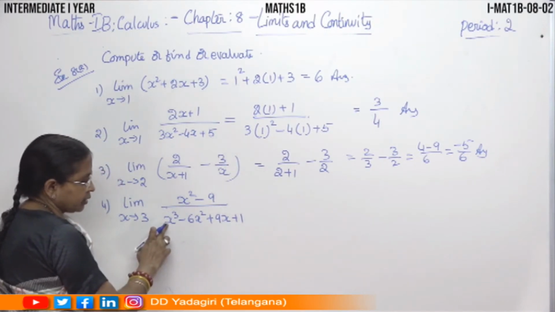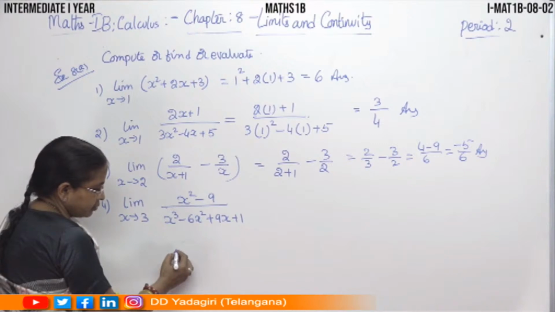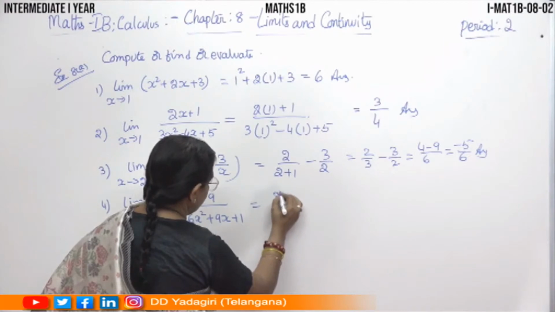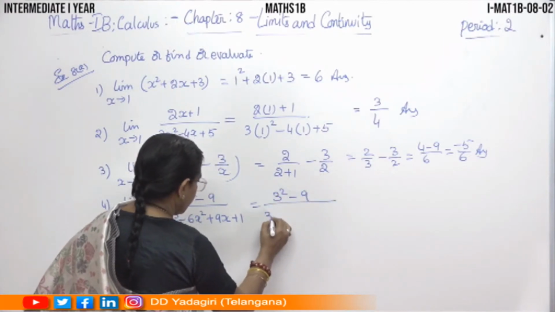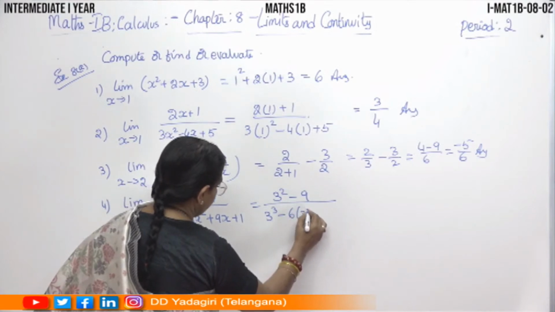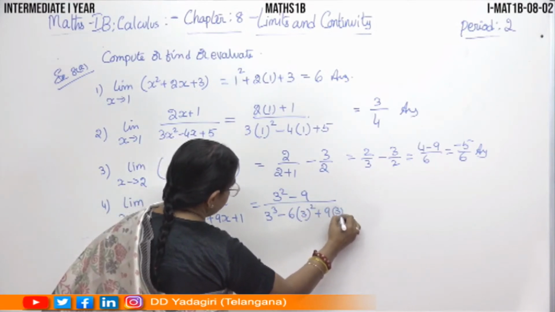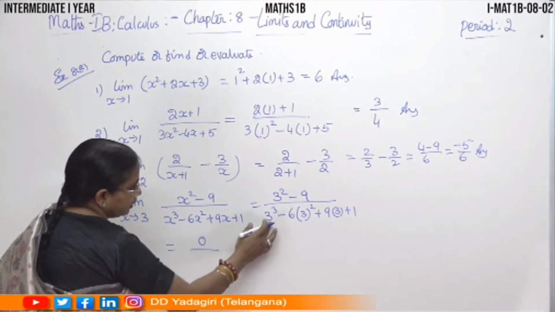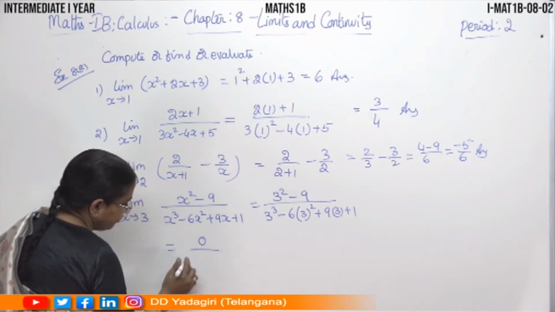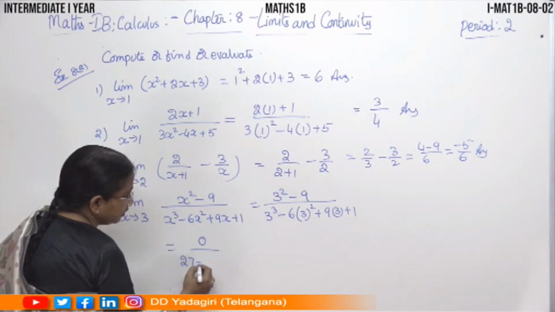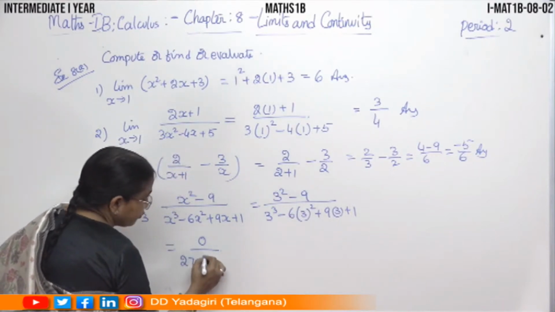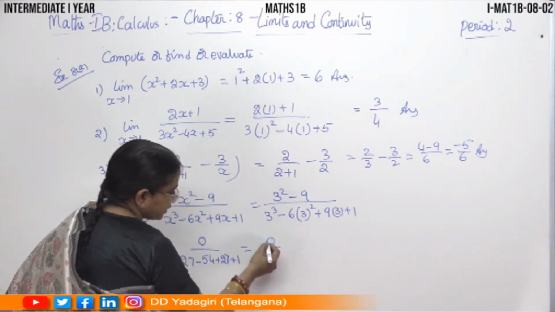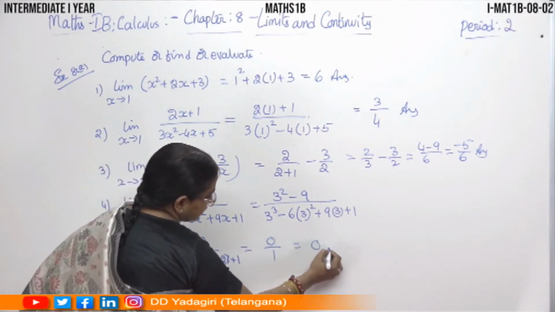Suppose I substitute 3 here. 3 square is 9, 3 cube is 27. So it is 27. It is actually 3 square minus 9 by 3 cube minus 6 into 3 square plus 9 into 3 plus 1. So it is equal to 9 minus 9, 0 by 27 minus 54 plus 27 plus 1. So it is 0 by 1. As I said, 0 by 1 is 0. So the answer is 0.